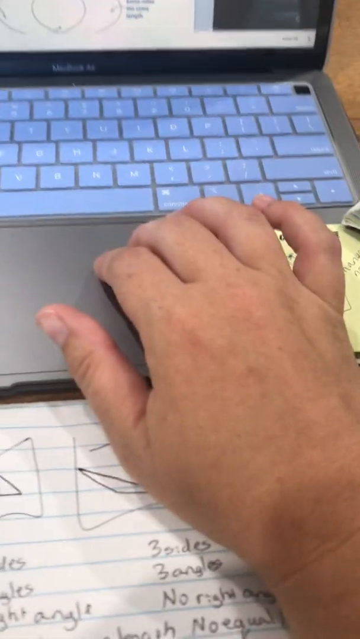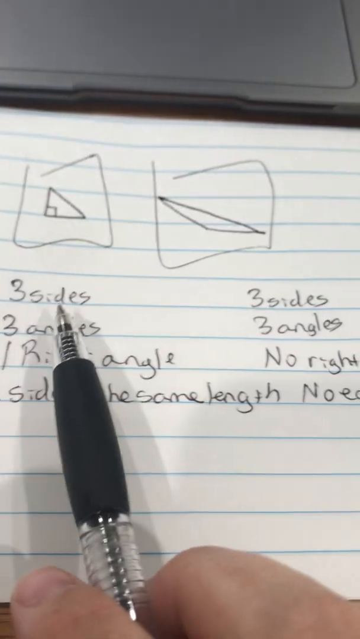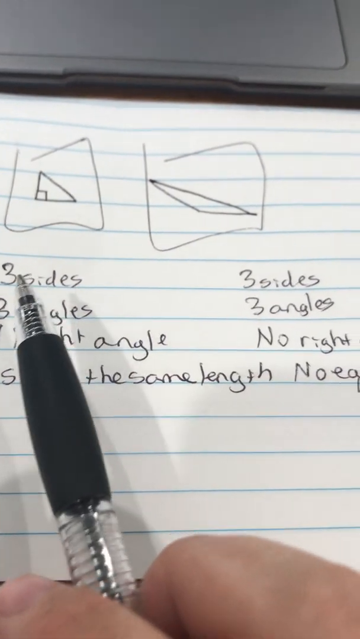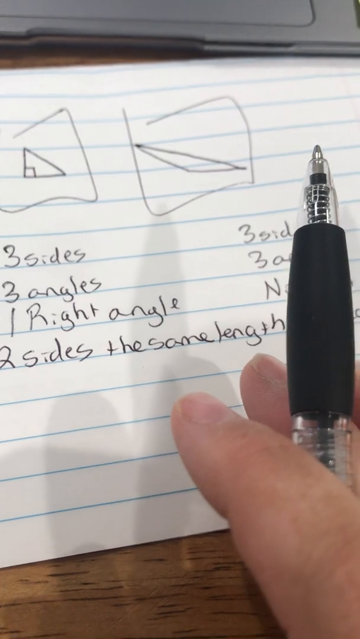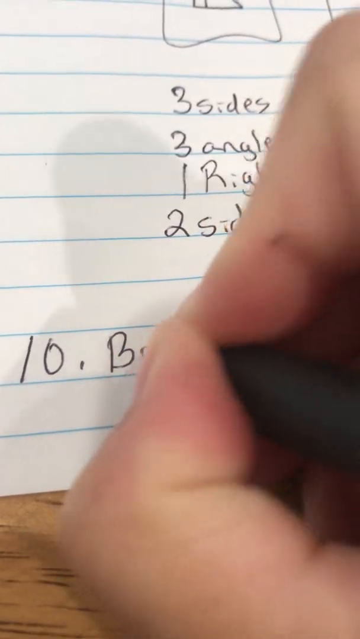All right, number 10, describe the 2 groups that both triangles belong to. Well, they both have 3 sides. They both have 3 angles. So what group would they belong to? They would belong to a triangle group, right? So number 10, we will put both are triangles.